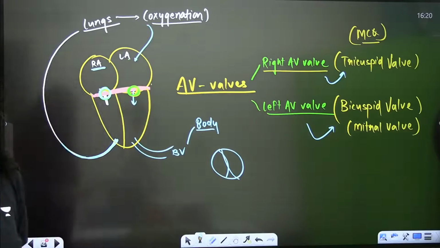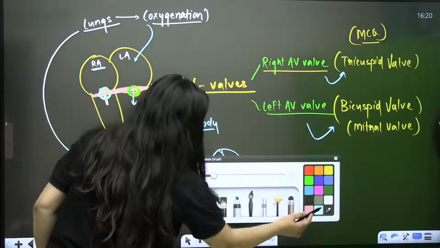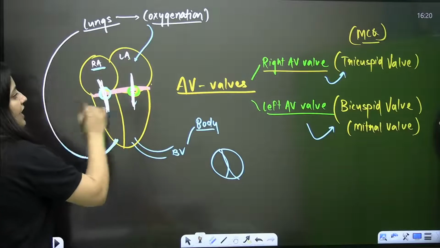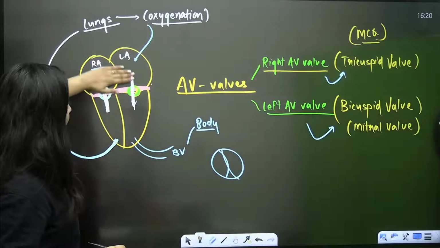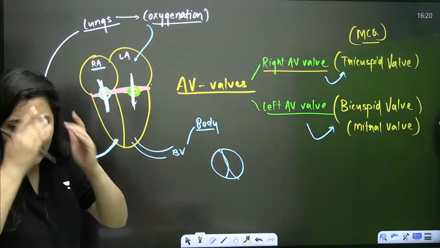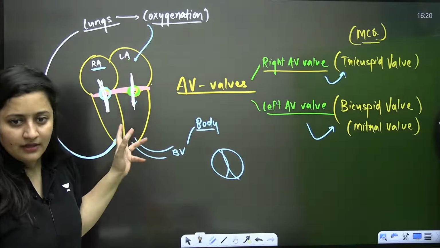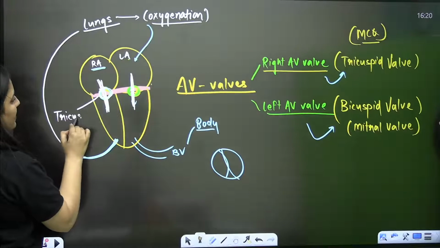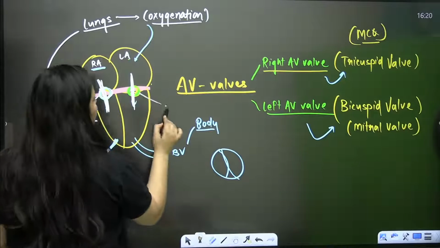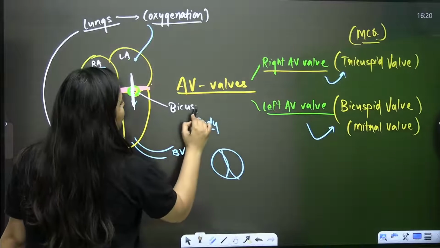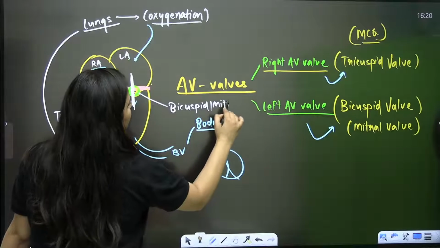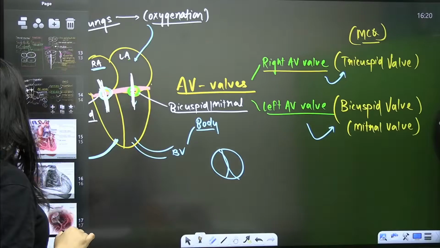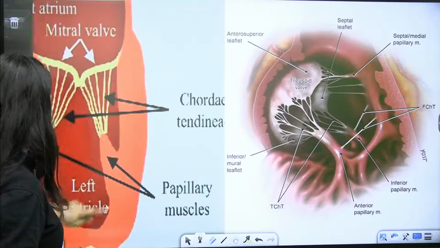I'll show you the diagram. And why are these valves present? So that the flow should be in one direction, of course. During contraction, we do not want the blood to backflow, so the valves are present. So when it is the right side, remember the T for the tricuspid valve. When it is the left side, it is going to be the bicuspid or mitral valve. Understood? With the help of that, the blood will pass to the ventricles.